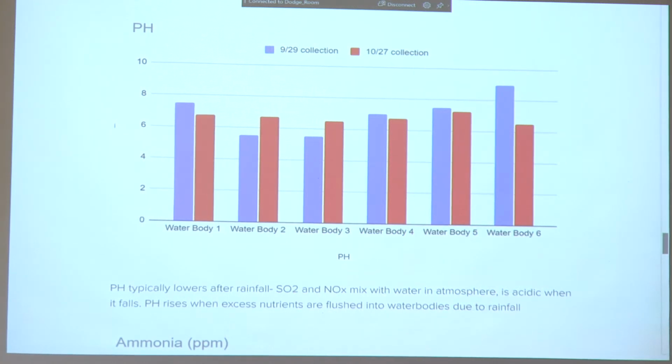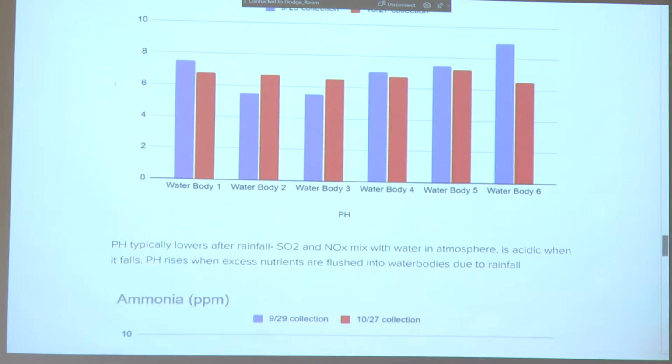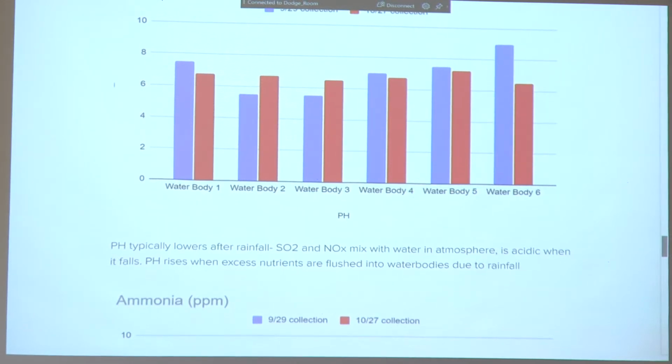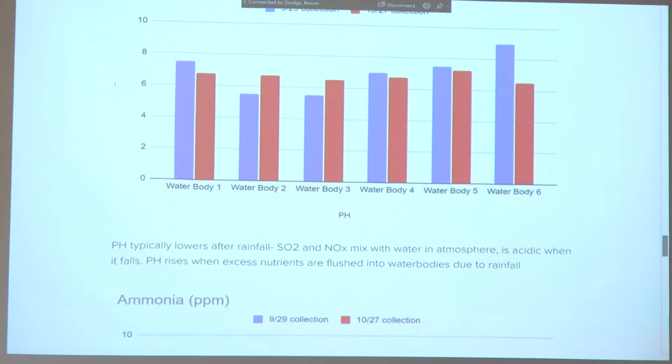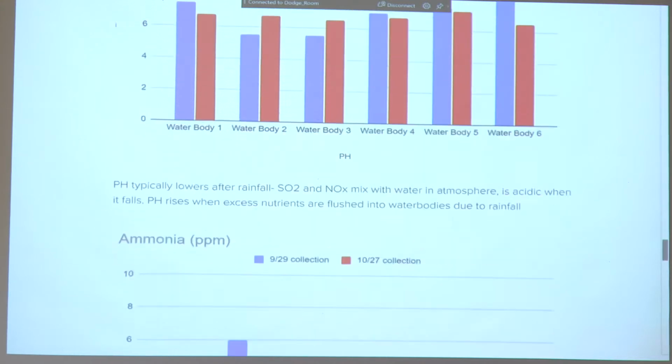pH typically lowers after a rainfall, which you can see in samples 1, 4, 5, and 6. It went down a little bit, because sulfur dioxide and nitrogen oxides mix with water in the atmosphere, and when that water falls as rain, it's acidic, lowering the pH. In water bodies 2 and 3, though, there were rises in pH, which I hypothesize is because excess nutrients were being flushed into those water bodies due to rainfall.